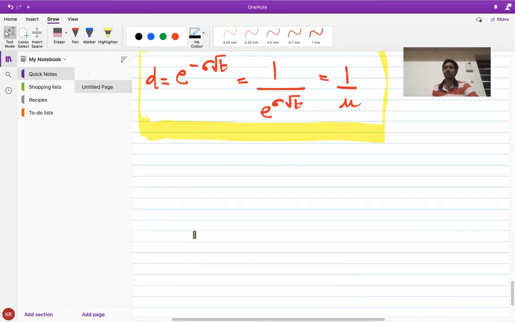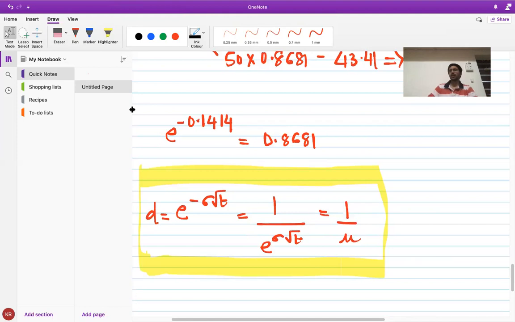Because e power plus sigma root T basically means how much the share price can go on the upside, and that same sigma root T is how much the share price can move on the downside. So e power minus sigma root T is nothing but 1 by e power sigma root T, which is nothing but 1 by U. If you use continuous compounding especially, then e power minus sigma root T has to be equal to 1 by e power sigma root T.